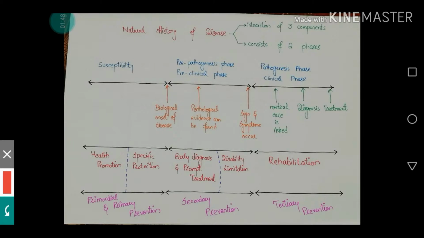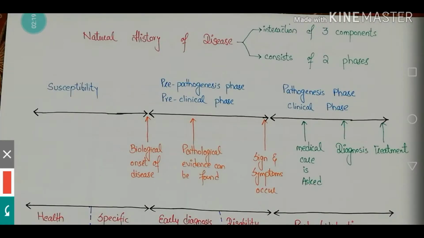So let us talk about natural history of disease. This is one of the most important basic concepts of community medicine. Now, natural history of a disease is made up of interaction of three components, which includes host, agent, and environment, and it consists of two phases. Now, let me explain this part of the chart first, and I will compare and contrast with the preventions. Now, this part is a susceptibility. Whenever the person or patient is in this part, he is only susceptible of developing a specific disease, but he is not having any pathology.